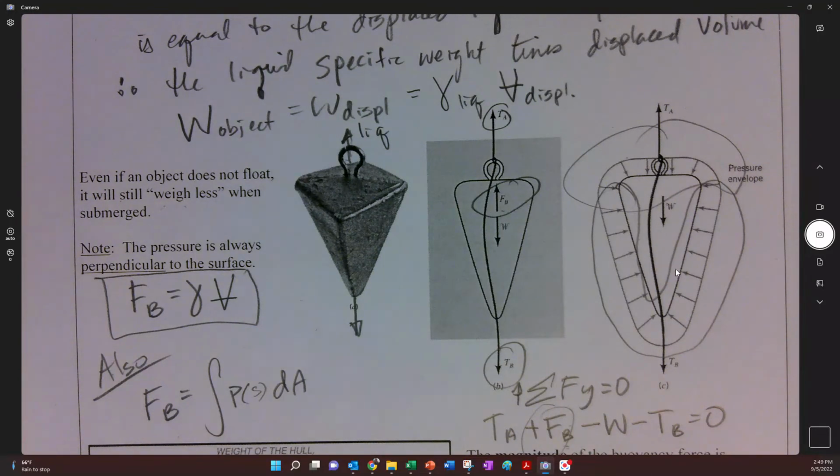I don't know. But anyway, they point towards the centroid of the volume. But of course, we're looking at a slice, so it's the centroid of the area.